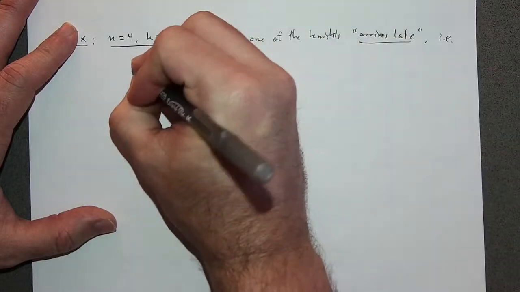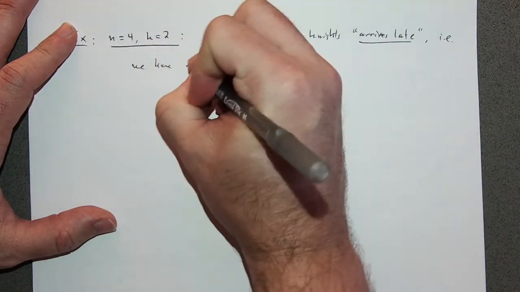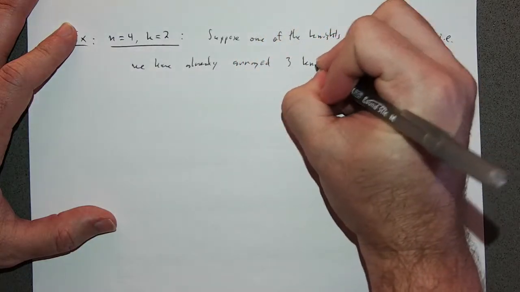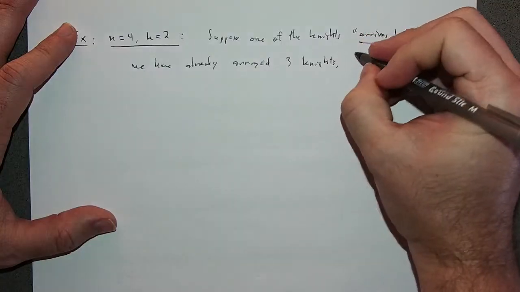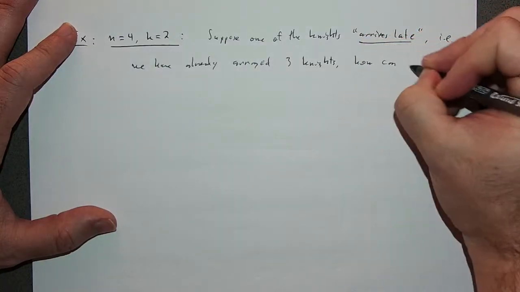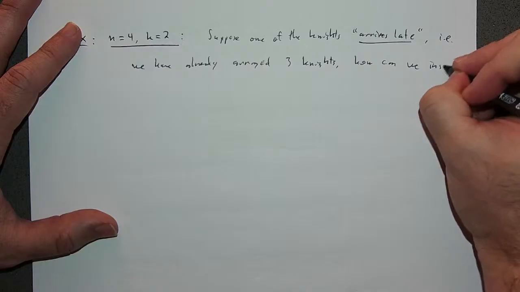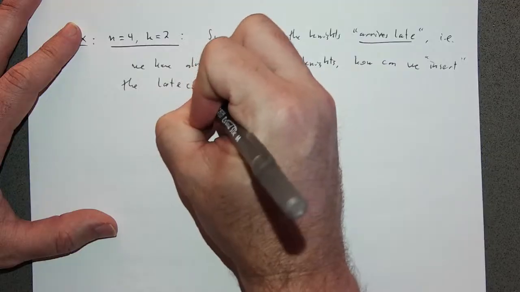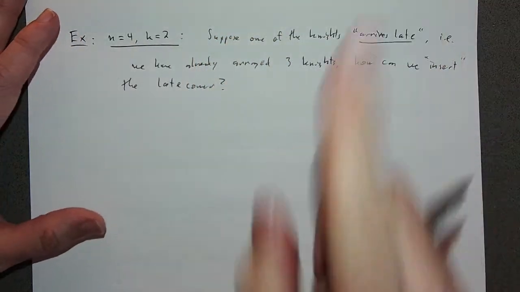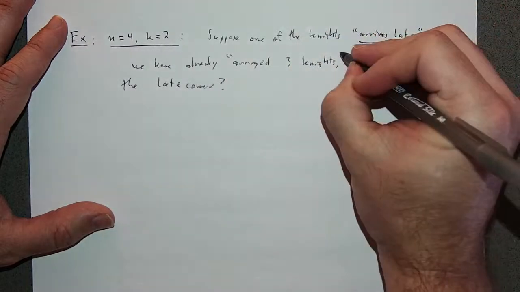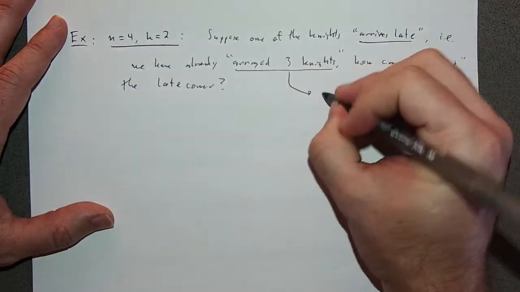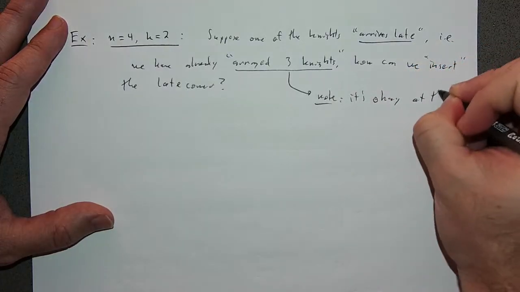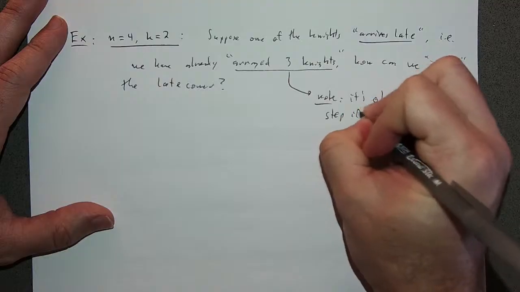i.e., we have already arranged 3 knights. So how can we insert the last person, the latecomer? Now, one thing to note here, right? When we say we've already arranged 3 knights, note it's okay at this step if there's an empty table.